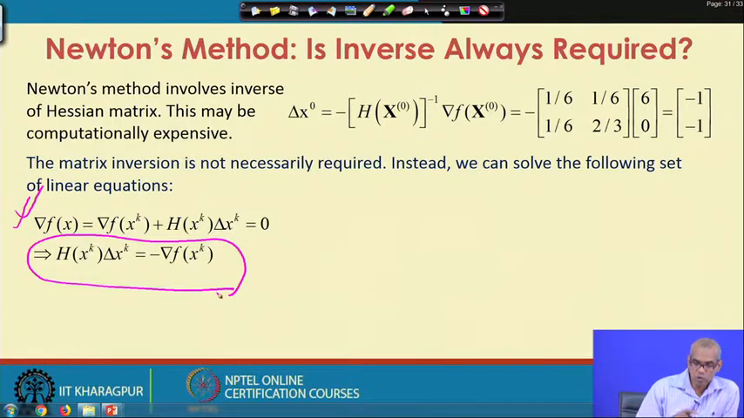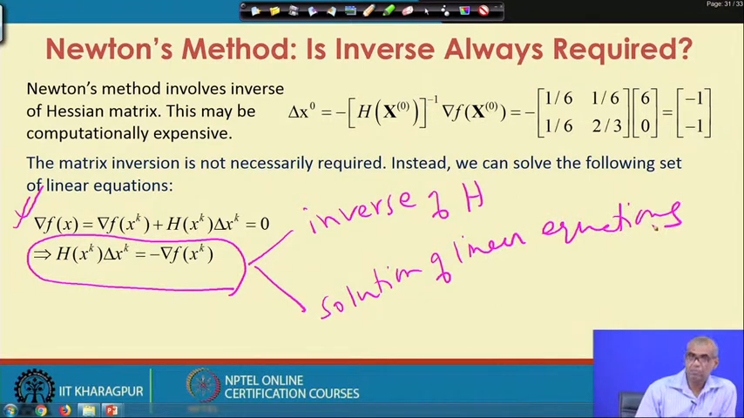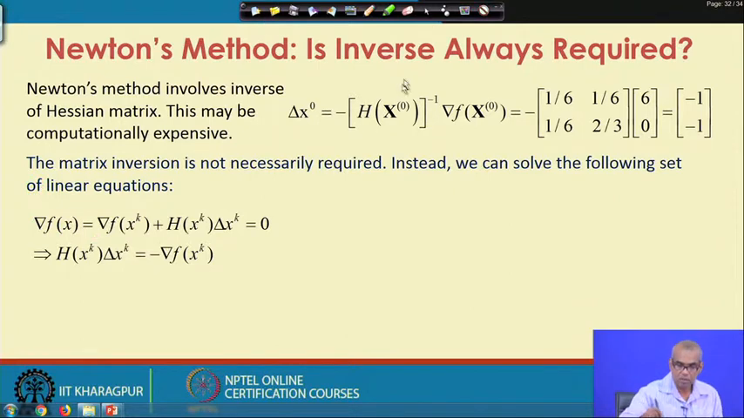So, there are two ways of solving this equation. One is the inverse of Hessian, another is the solution of linear equations. So, if computation of the inverse of Hessian is expensive, we can solve the set of linear equations. How? Let us see.